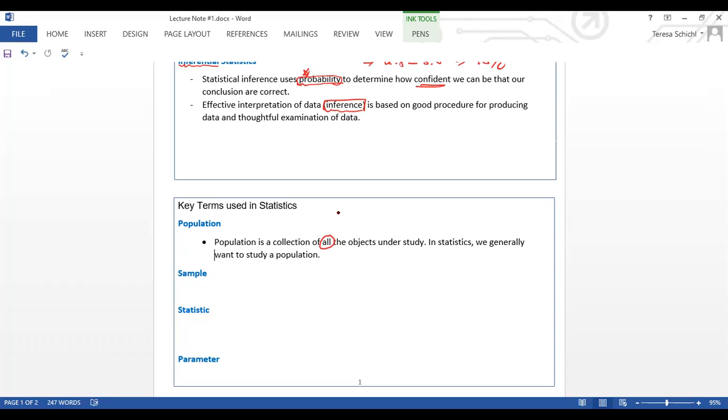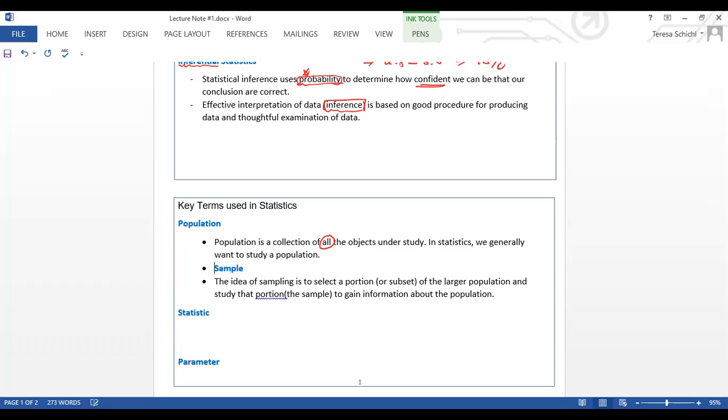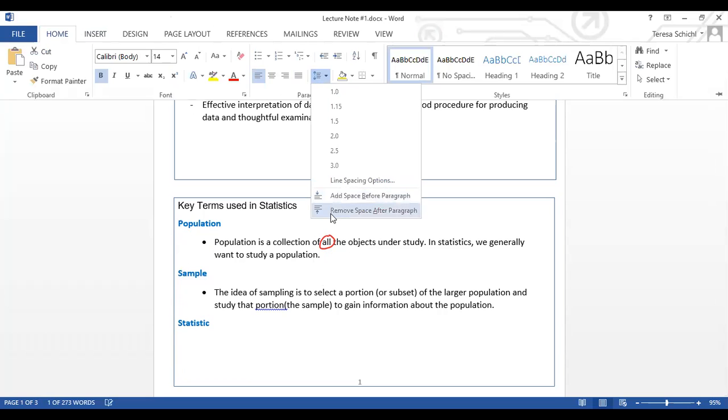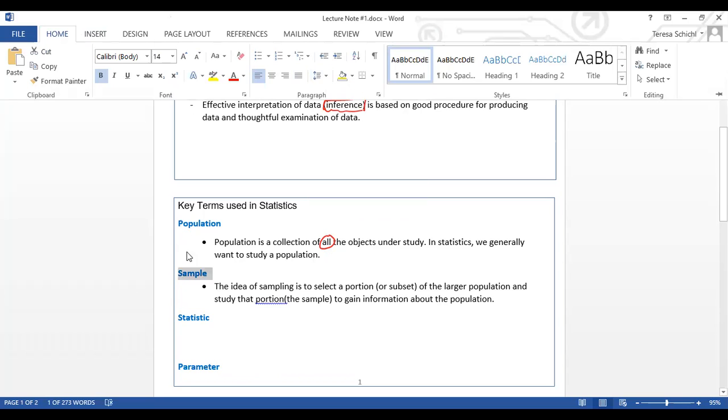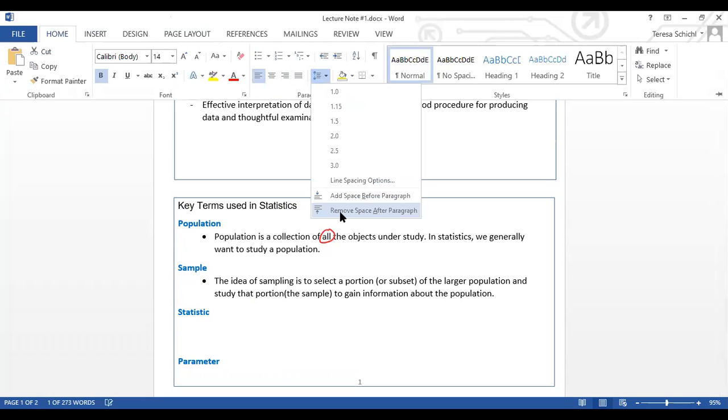So that's why we come to samples. So what is a sample? Let's see our definition of a sample here.